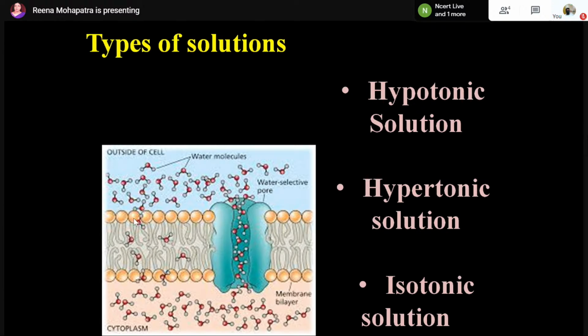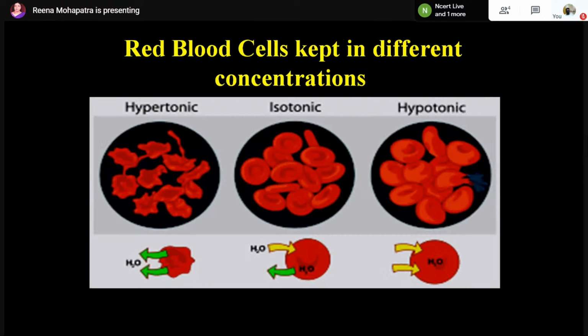Now if the outer medium has a hypertonic solution, and the inner cytosol in comparison has more water, what would happen? Water will move out. In case the outer solution ECF is hypotonic, then water will come in. Understand? So let's see how it acts, that means biologically how it is important.